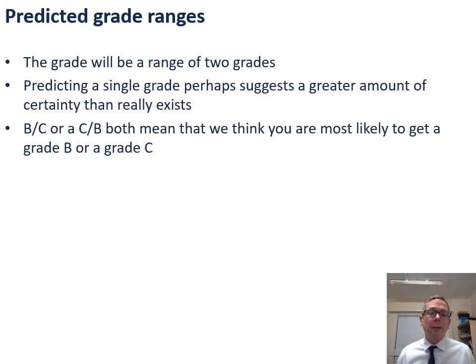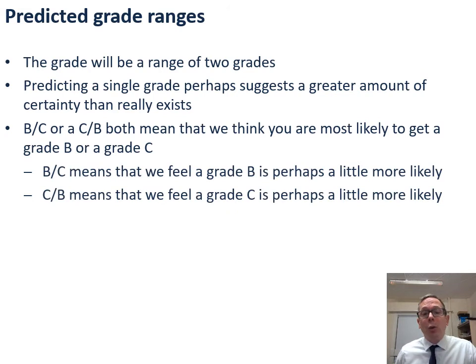So should you get a B/C, for example, or a C/B, then we think you're most likely to get a B or a C. We're not quite sure which. There's a slight nuance to it. Perhaps if you were given a B/C, then we think the B is the slightly more likely grade. Sometimes it's a really borderline case, sometimes we're a bit more confident, but B/C perhaps means grade B is a little more likely. C/B, perhaps the C is a little more likely, but in both cases we think that you're going to get either a B or a C, and that's the sort of level of confidence we would have.